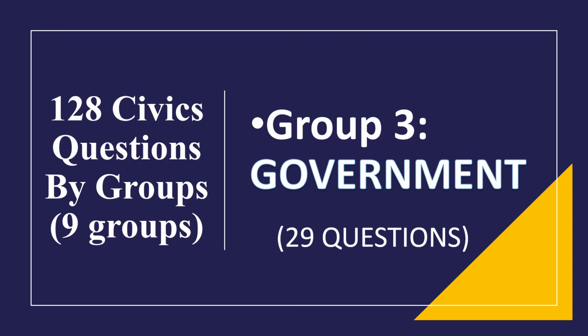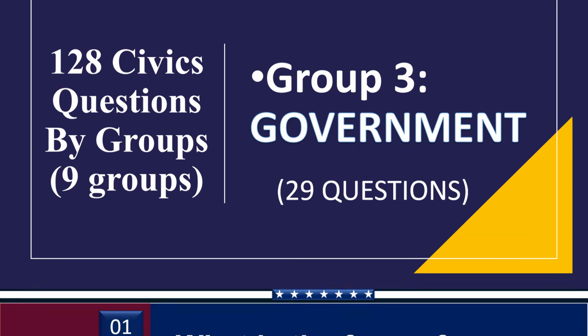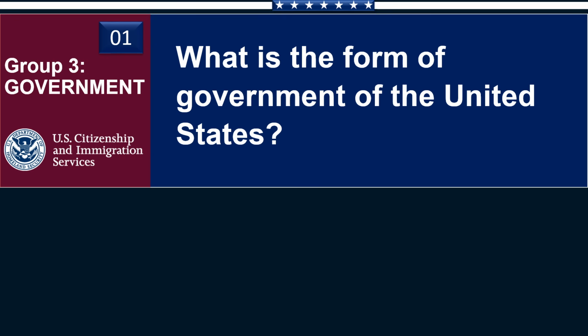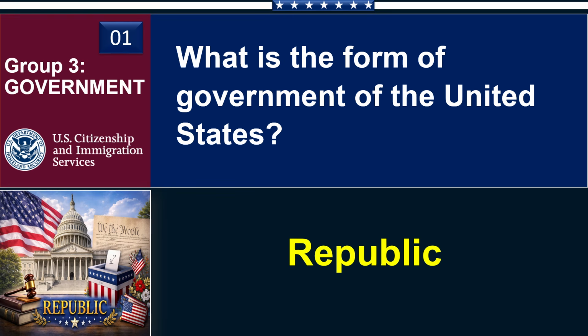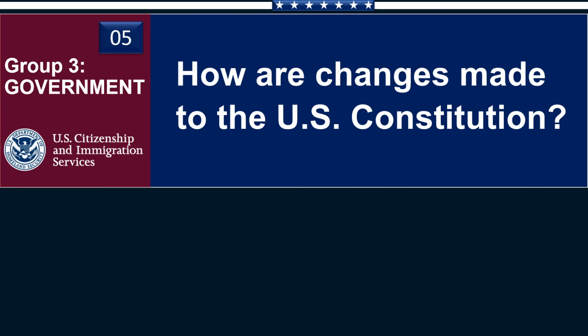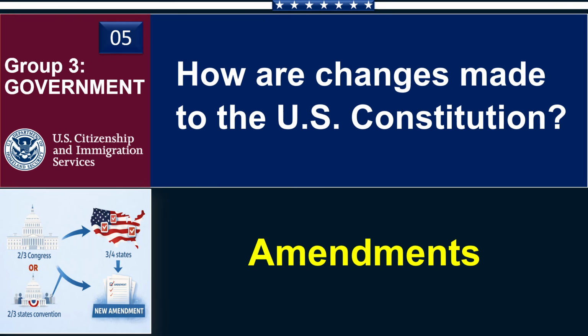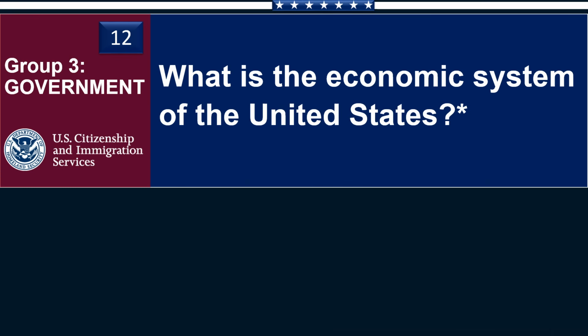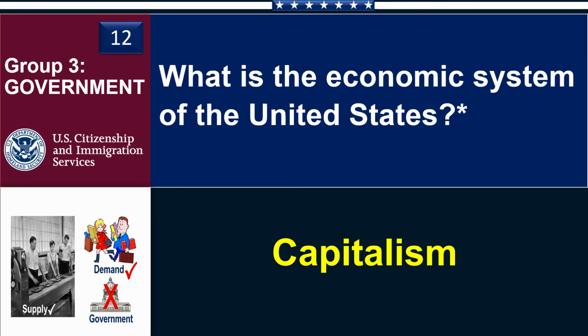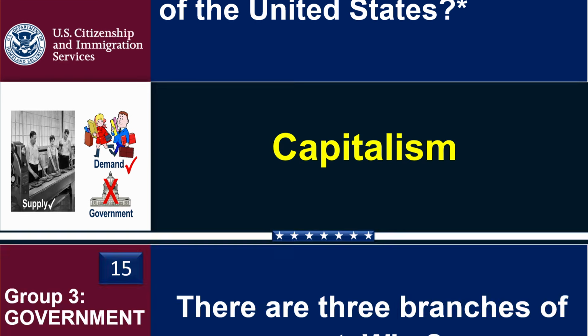Group 3. Government. What is the form of government of the United States? Republic. How are changes made to the U.S. Constitution? Amendments. What is the economic system of the United States? Capitalism.